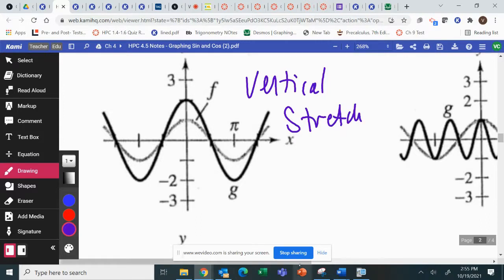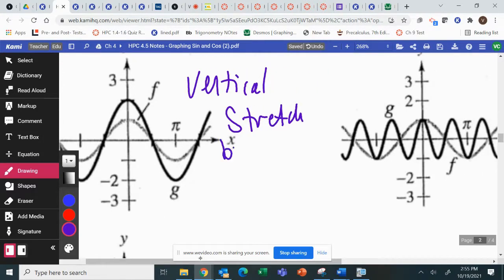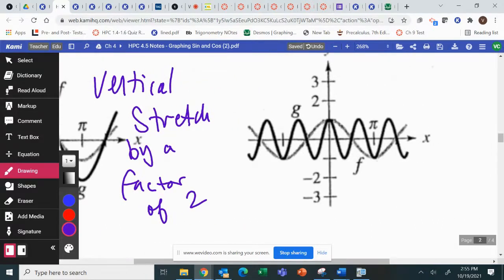You could probably even figure out the vertical stretch by a factor of 2, but we don't need to. What is happening on the second one from F to G? G is the darker one. What do you think, Lee? It is a horizontal shrink. It's like we're taking that sine graph that's kind of like a spring, and just squishing it together and making that spring closer together. Horizontal shrink.